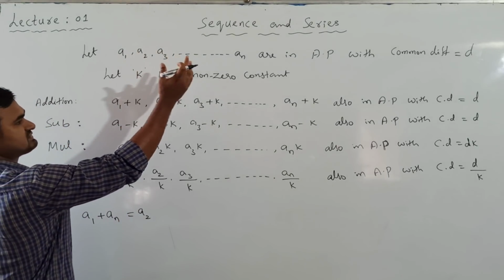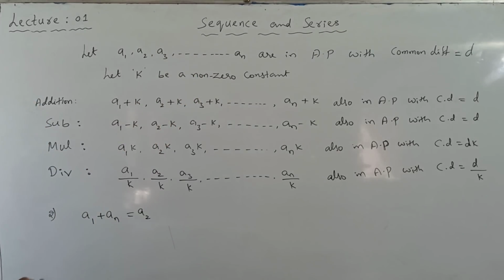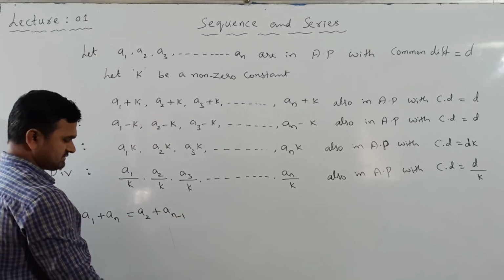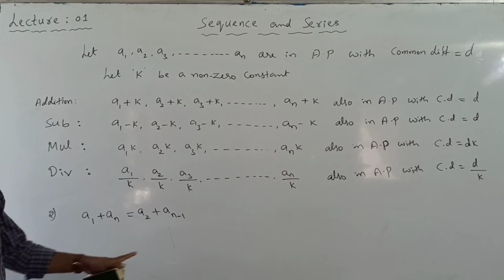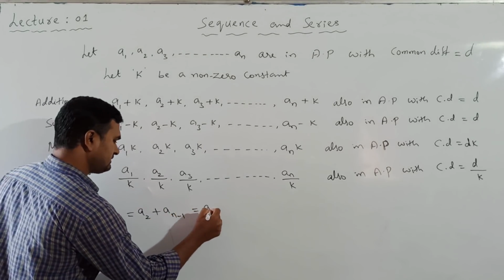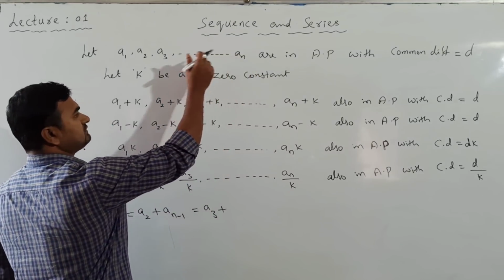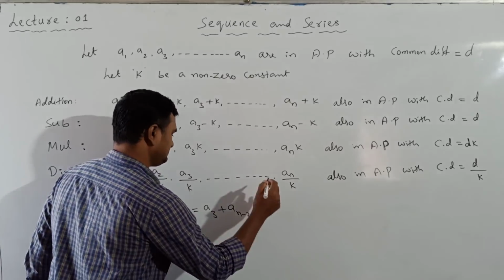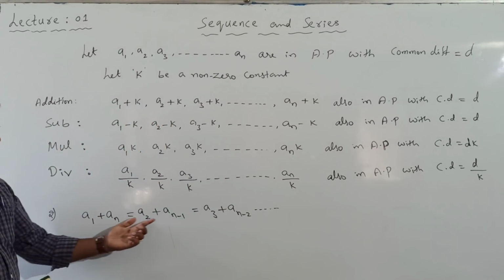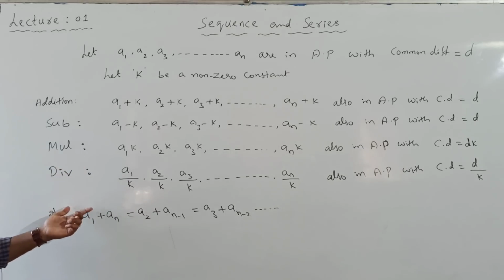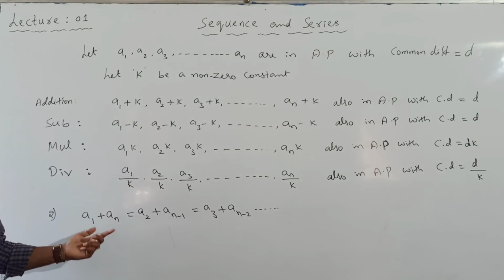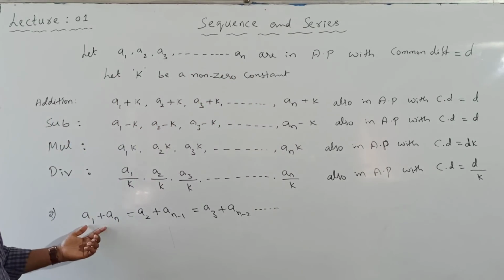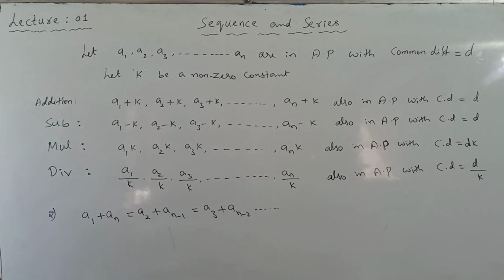equidistant from both the ends. Equidistant from the ending means it is just before the last term, which is an minus 1. So this summation will always be the same. And if I take a3 here, the third term from the end is an minus 2, and so on. So this summation of terms which are equidistant from the start and end is always the same, and it is equal to the sum of the first term and the last term, that is a1 plus an. So this is another property.